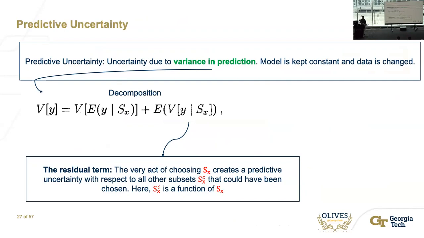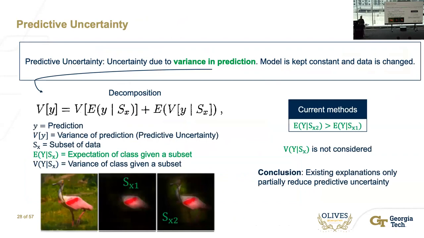So I have this SX1 here. What if I had added another pixel at this spot? It's not grayscale or black. It's what the image had to be.